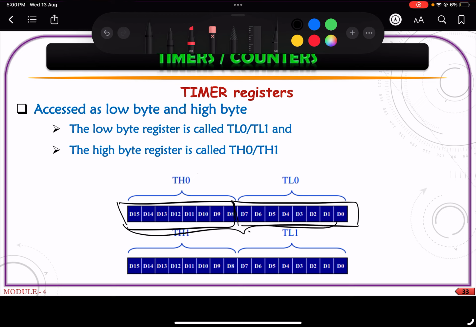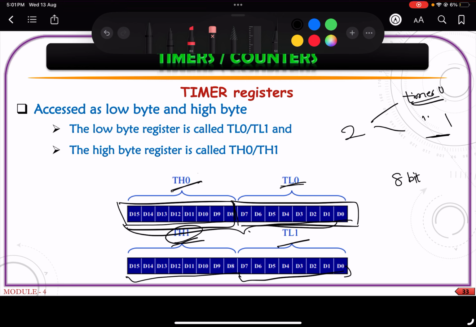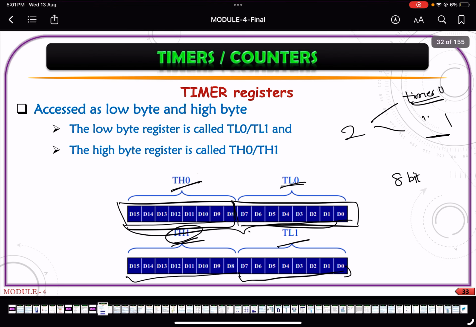What do you mean by TH0 and TL0 and TH1 and TL1? Like I said earlier, there are two timers, right? So one is timer 0 and the other is timer 1. TH0 means the higher 8 bits of timer 0. TL0 means the lower 8 bits of timer 0. Remember, there are 16 bits, but the microcontroller can only process 8-bit data at any given point in time, so I'm splitting my timer. Similarly, TH1 are the higher 8 bits of timer 1, and TL1 are the lower 8 bits of timer 1. Again, we're splitting it because the microcontroller can only process 8-bit data at any given point in time.